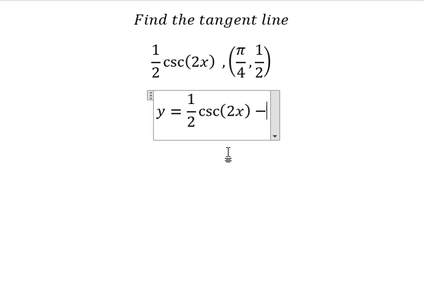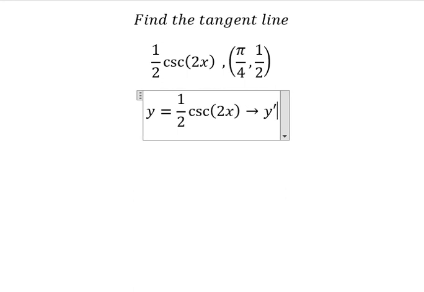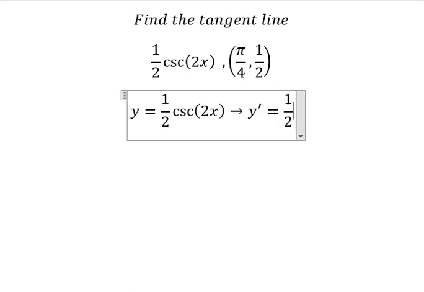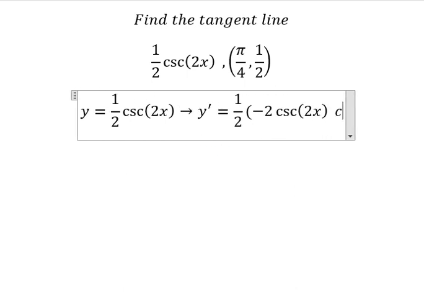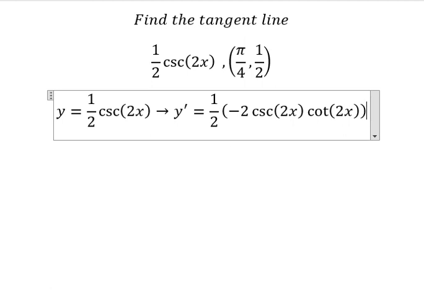So we need to find first the derivative of this one, and that is negative 2 cosecant of 2x cotangent 2x, because first the derivative of cosecant is negative cosecant and cotangent. Then we need to do the derivative of 2x, we have number 2, and then we have the negative from the cosecant, that's it in here. And now we simplify.